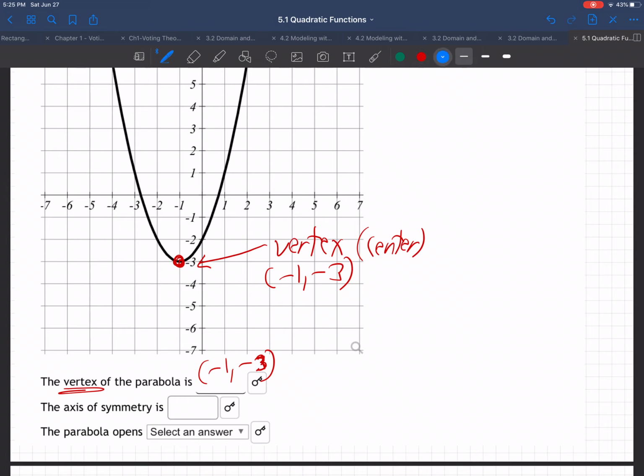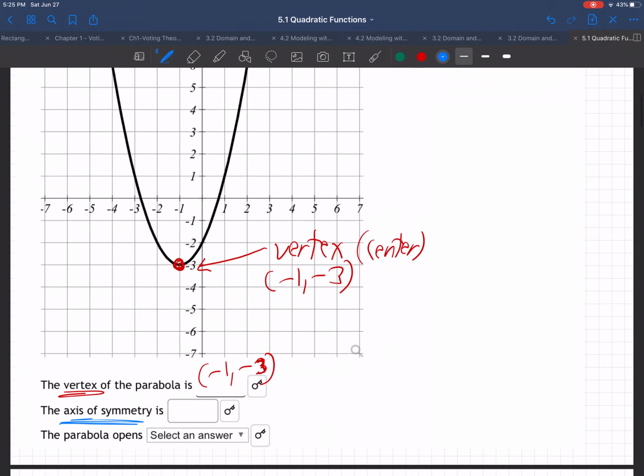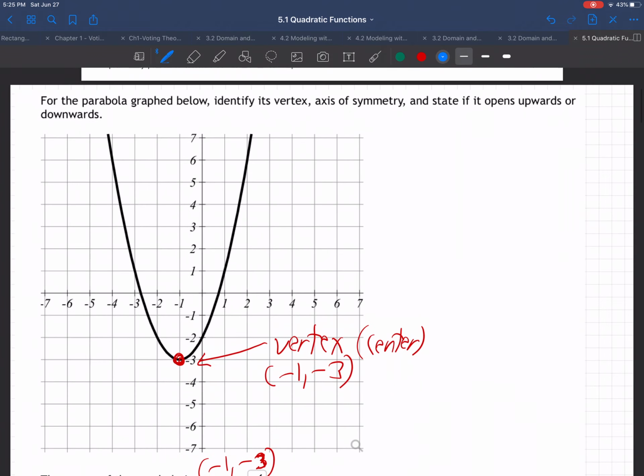And then next they ask for the axis of symmetry. Symmetry means same. So we're talking about the line that splits it. So that would be this line right there. That is the axis of symmetry.